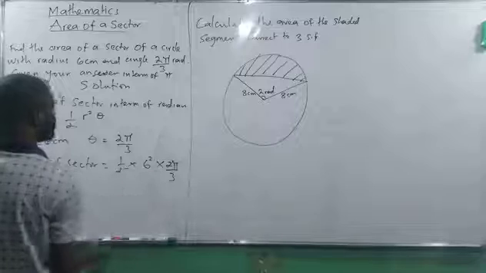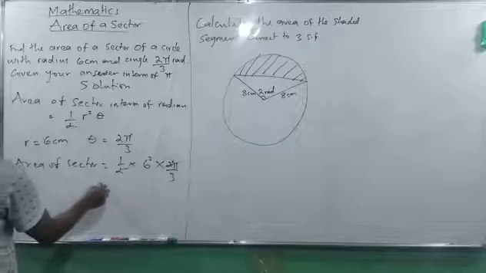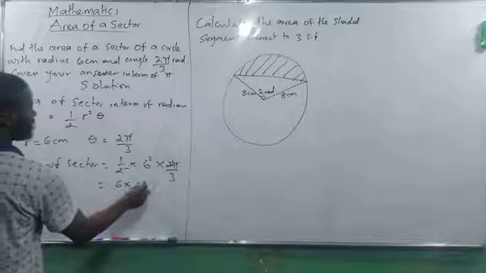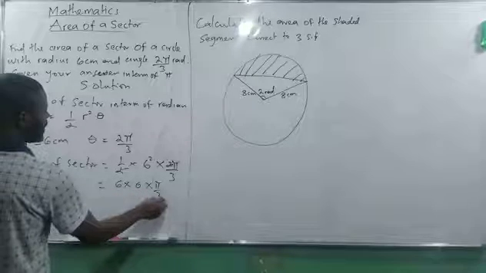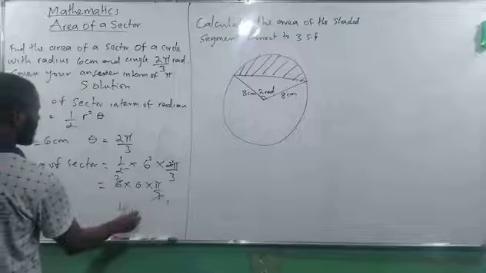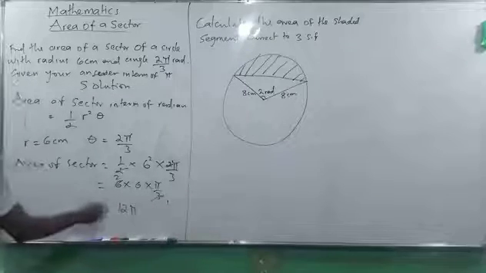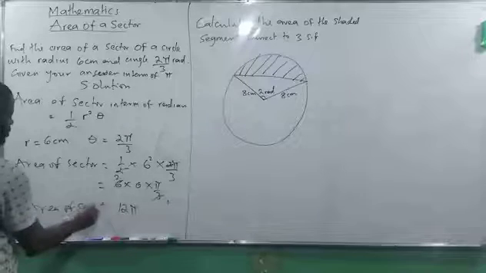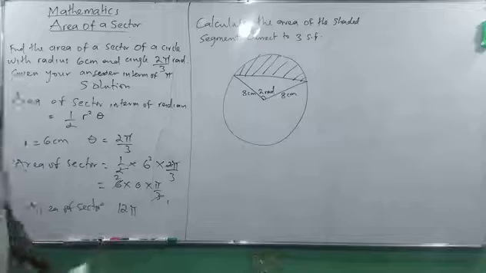This will cancel this, and my answer will come, I think I'll be having 6 times 6 multiplied by pi all over 3. 3 here 1, 3 here 2. Now I will have 12 pi. It means the area of a sector is equal to 12 pi. That is the area.